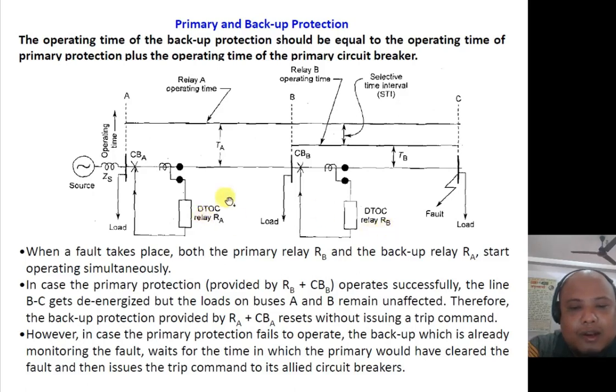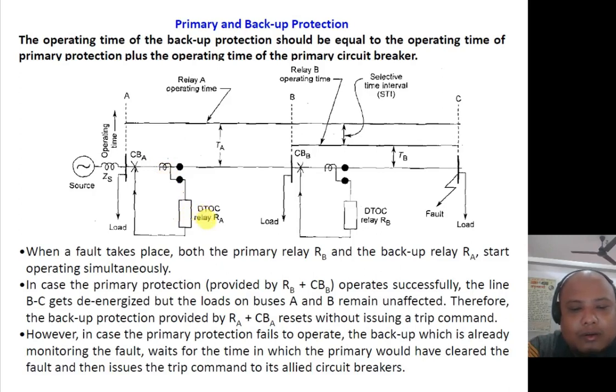I told you operation of these two relays will start simultaneously as soon as the fault appears, because current will reach an abnormally high value. So if the primary protection for this line section operates successfully, this circuit breaker's contacts will open and this part will be disconnected, and current in this line section will go back to normal value. The relay RA will come to know that current is now normal and it will reset itself. Its operation is not completed.